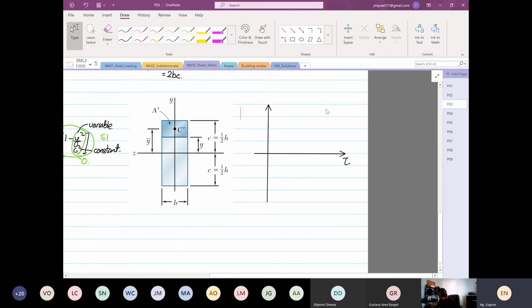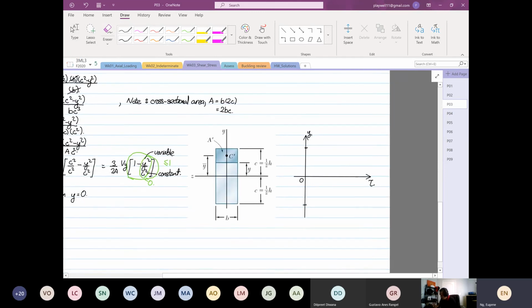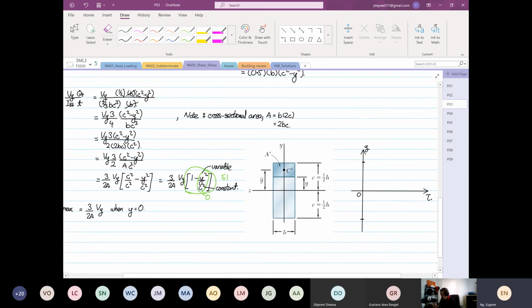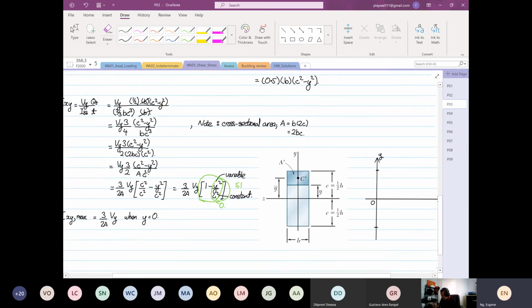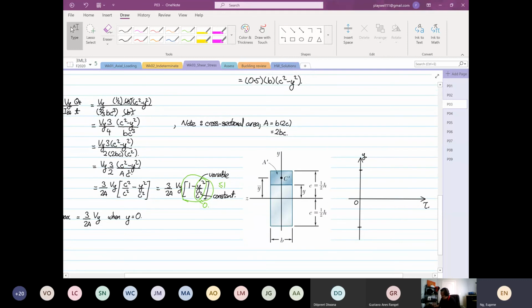Right? So this is our y. This is at 0. So there is 1 point over here, and there's 1 point over here. What will happen over here is, if we look at this term, the shear xy, we have created a function as 1 minus y squared over c squared.